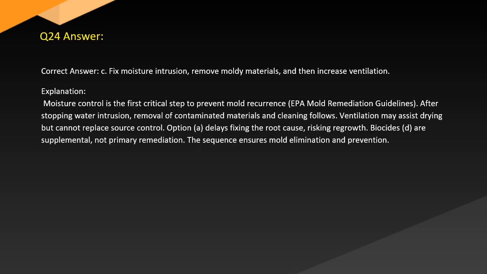Answer. Correct answer: C. Fix moisture intrusion, remove moldy materials, and then increase ventilation. Explanation: Moisture control is the first critical step to prevent mold recurrence. Per mold remediation guidelines, after stopping water intrusion, removal of contaminated materials and cleaning follows. Ventilation may assist drying but cannot replace source control. Option A delays fixing the root cause, risking regrowth. Biocides, D, are supplemental, not primary remediation. The sequence ensures mold elimination and prevention.